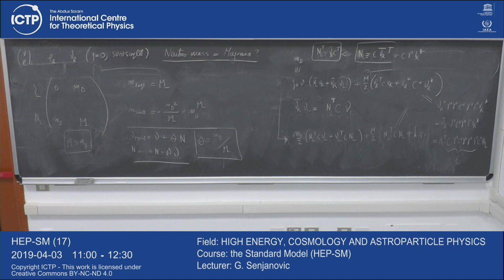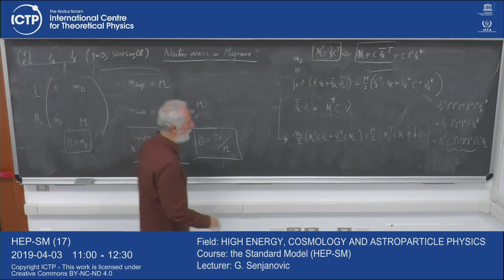So you see what we are learning. When M Dirac goes to 0, neutrino is massless as it should be, because I don't have a right-handed neutrino. There is no right-handed neutrino. There is nothing when M Dirac is 0. This M is some phantom particle. So the way it works, this is called the seesaw mechanism.